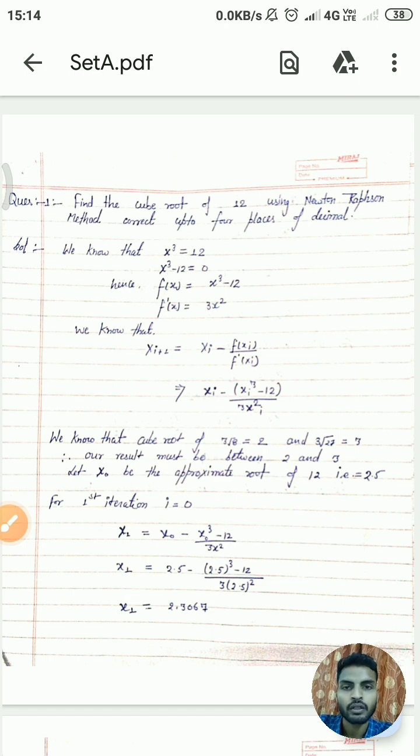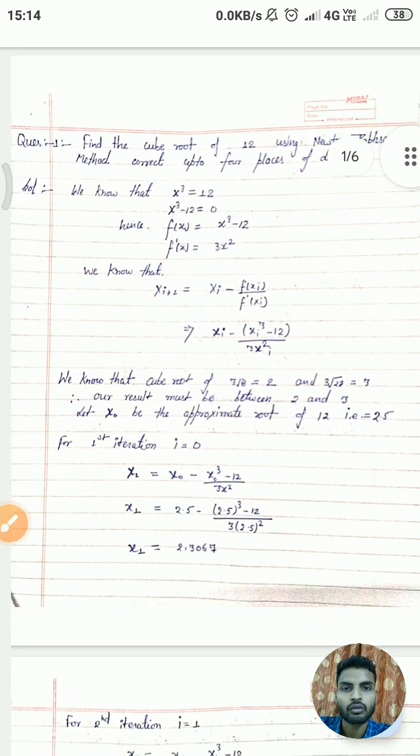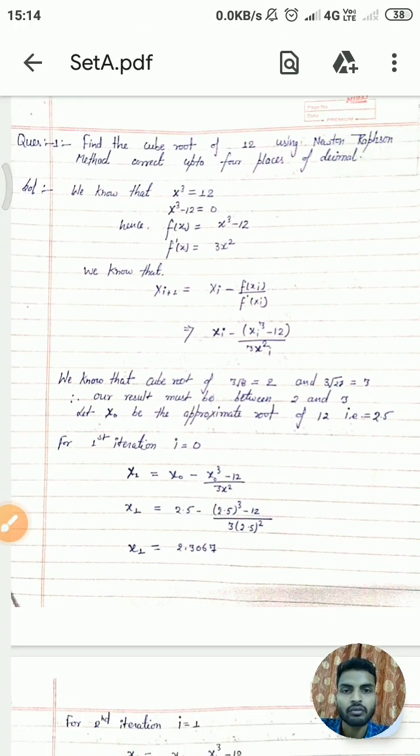We know that x cube equals 12, so x cube minus 12 equals 0. Hence f(x) equals x cube minus 12, and f dash x equals 3x square. We know that x(i+1) equals xi minus f(xi) upon f dash (xi), which equals xi minus (xi cube minus 12) upon 3 xi square.